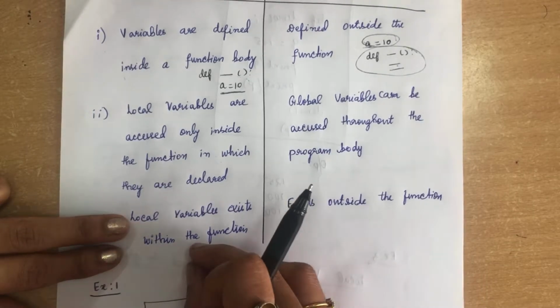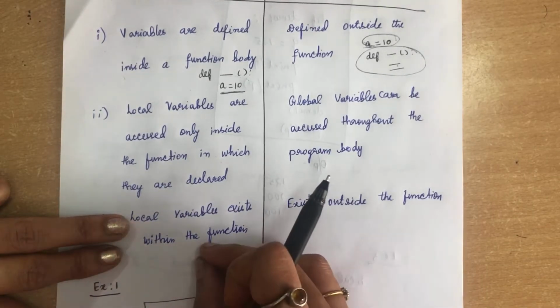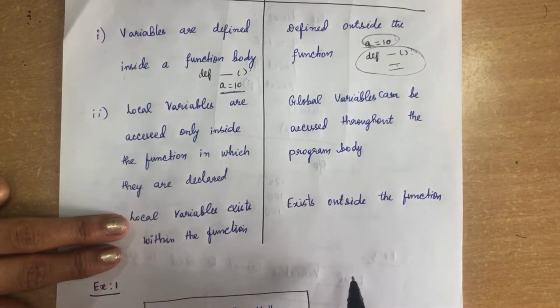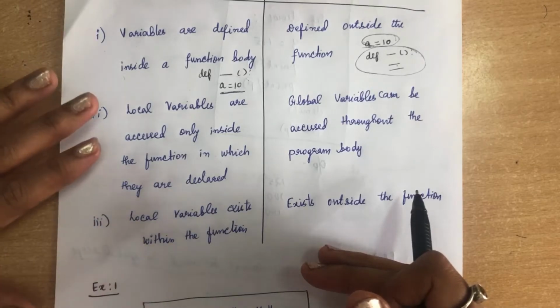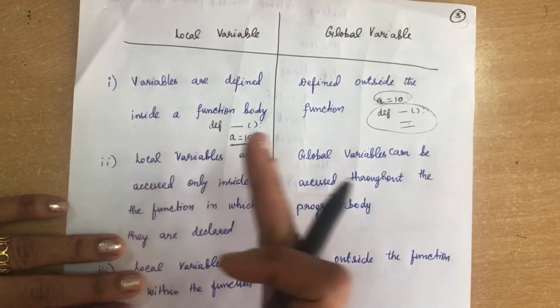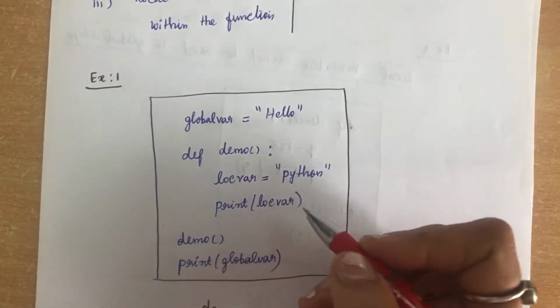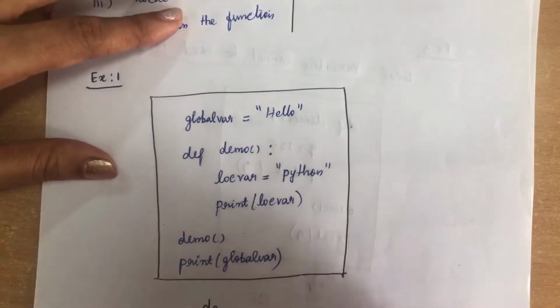Where it is defined, it will be accessed and it will exist only within the function. Here it will exist outside the function and it will be available to all the parts of the program. That is the difference between the local variable and global variable. Okay. Next we will see the example for global variable and local variable.